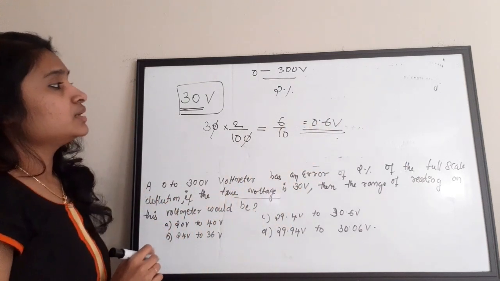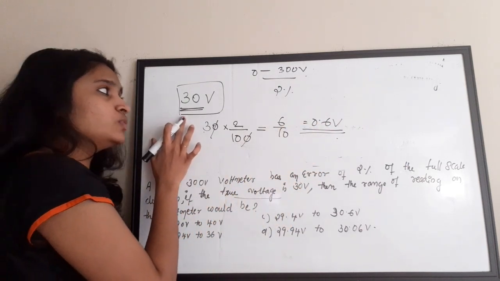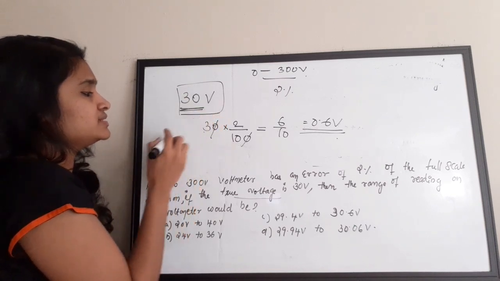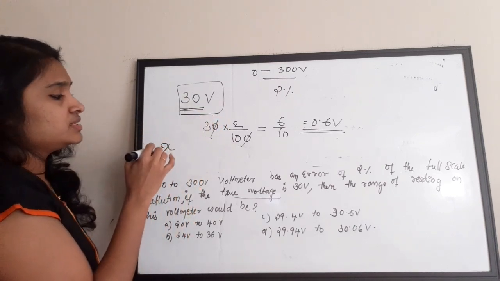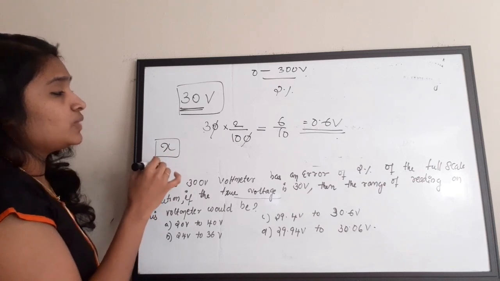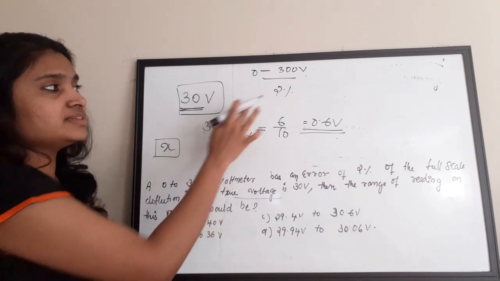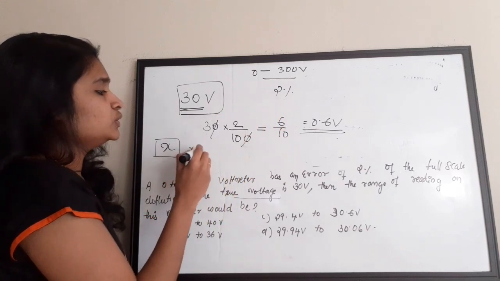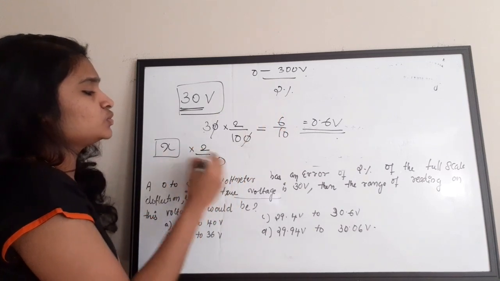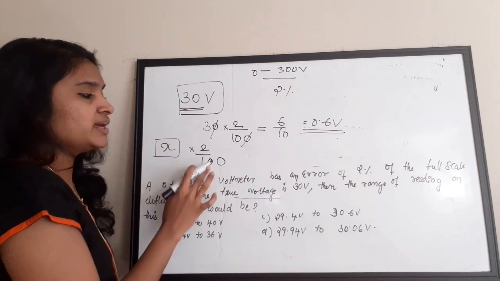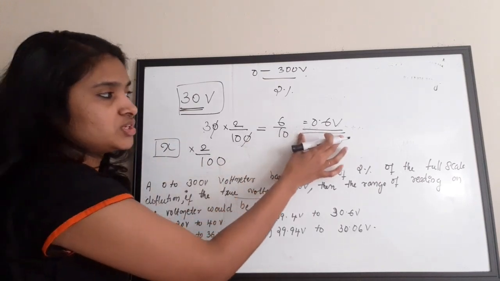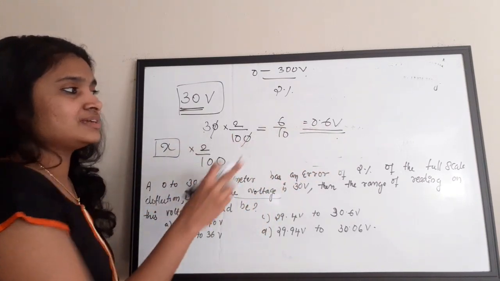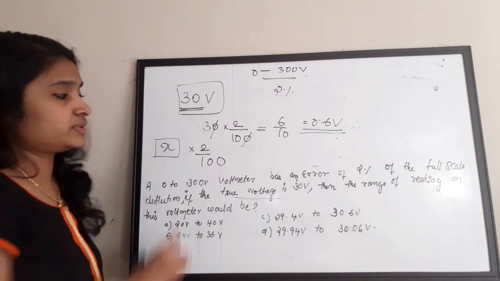Okay, so if you are going to read at 30 volt or any voltage, say it is X volt, this is the true voltage. You have to add or subtract this much error voltage also. So you have to calculate 2% of this true voltage, that is X into 2 by 100. And you will get some voltage here. Here for this question we have obtained it as 0.6 volt.